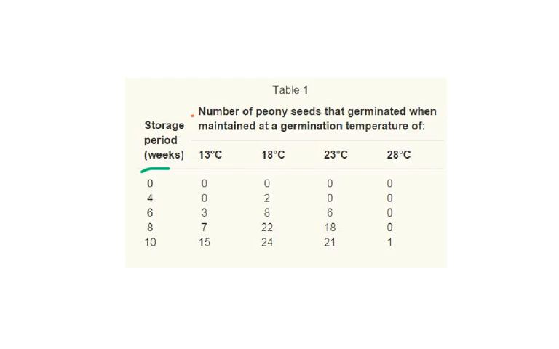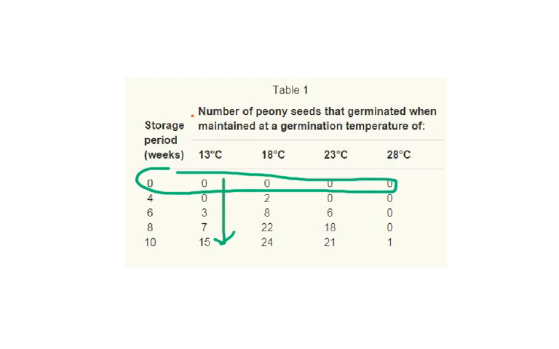Some clear things that we can look at here: the ones that were stored for 0 weeks, none of them germinated. As I go down each of the columns, the ones that were stored for 10 weeks at 5 degrees Celsius all germinated more. That would tell me that if we can store the seeds at a certain temperature for a certain amount of time, we'll probably have a better germination rate.